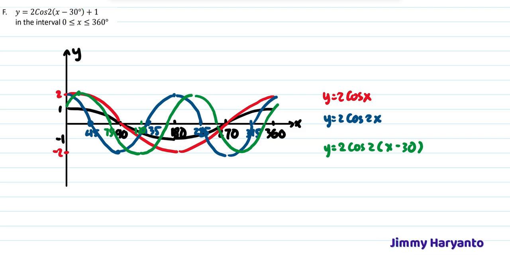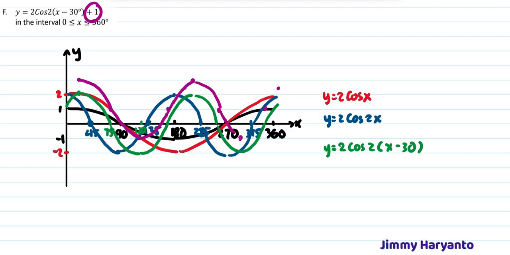Okay, next is plus 1. For the plus 1, you only have to shift 1 unit up. So from the green, you will move 1. It will become 2, become 3, and then this one will become right there. This one is right there, and that one is right here. Okay, let's connect it like this, like this, and then like that, like that. Copy it. Nice.